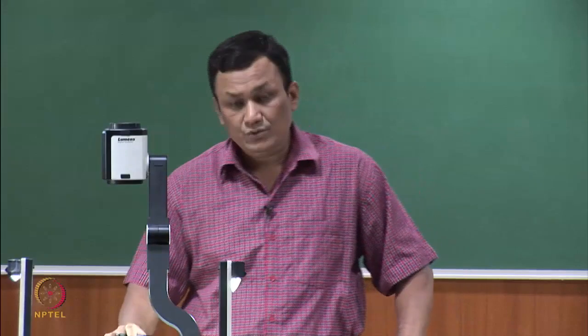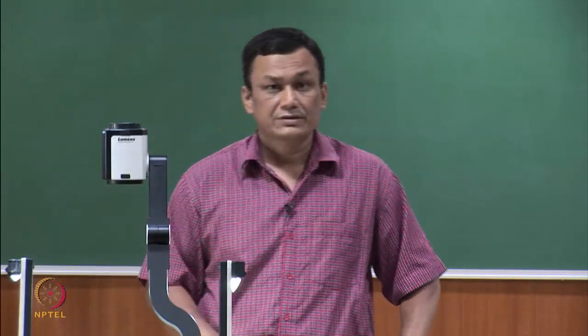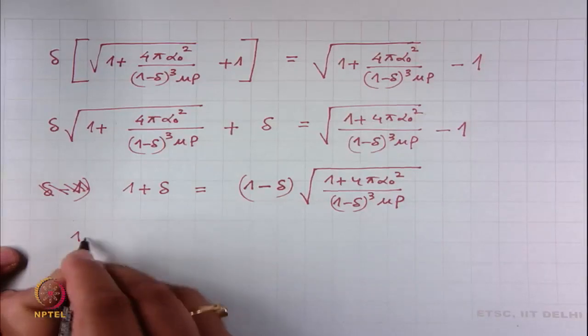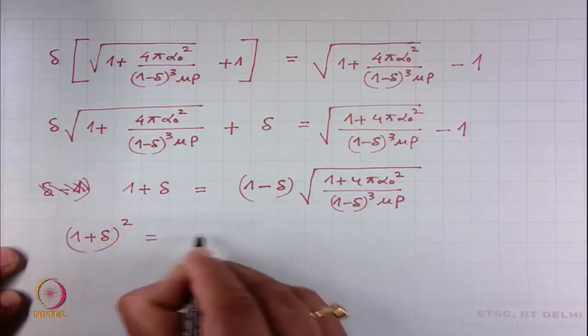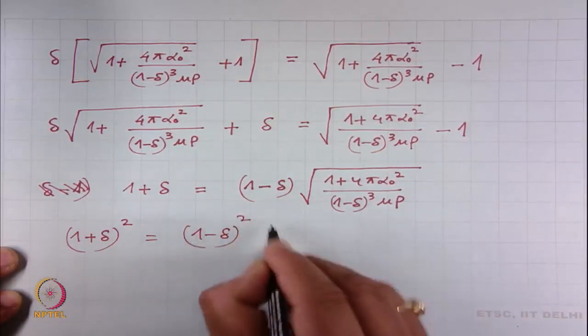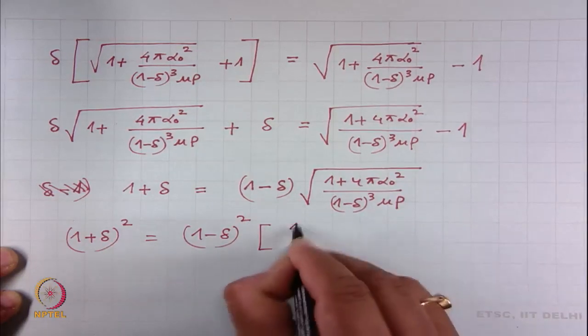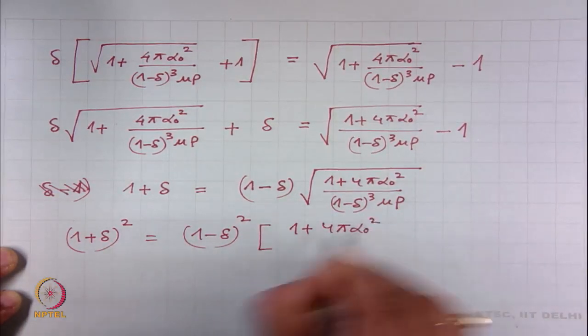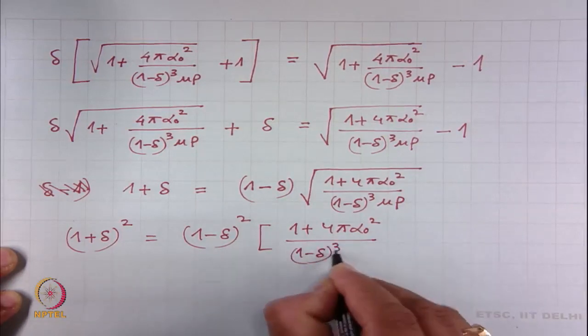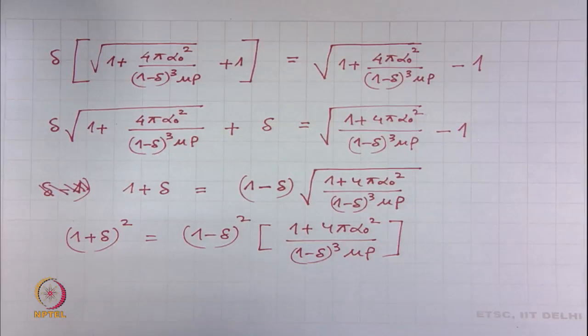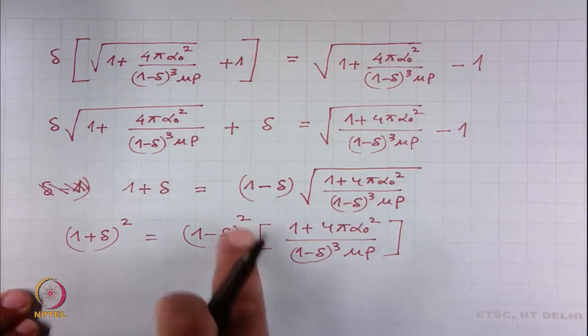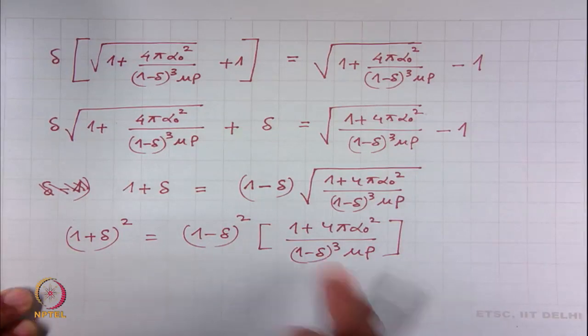Now, we have to get rid of this square root. So, we have to square both sides. So, let us do that. Isn't it? Right? So, now what you see is that here it is 2, here it is 3, 1 can be cancelled.